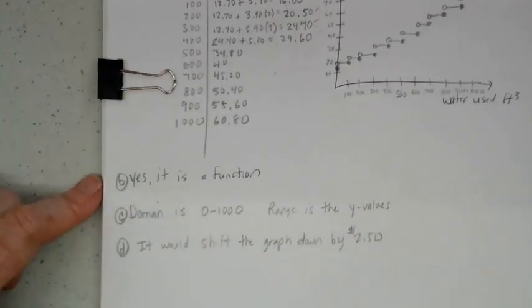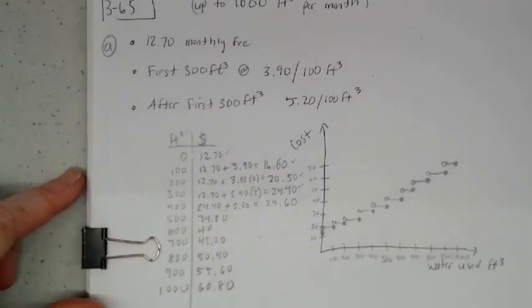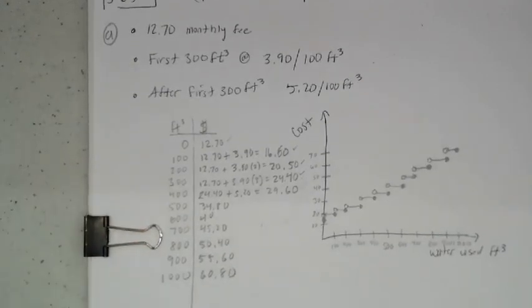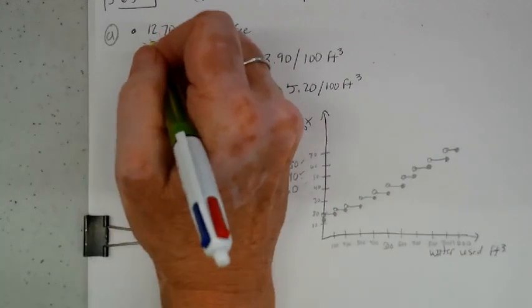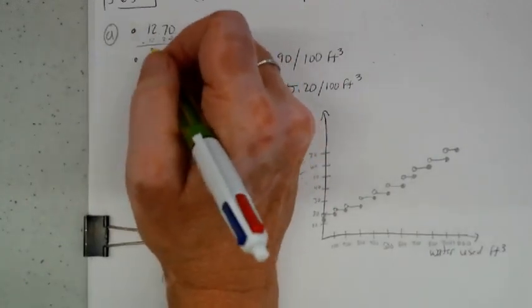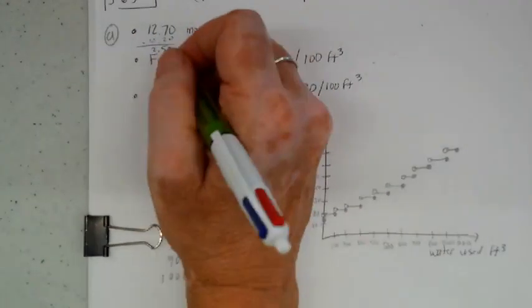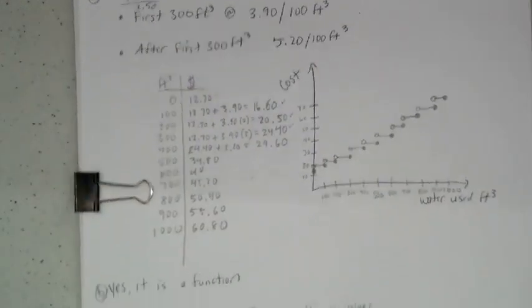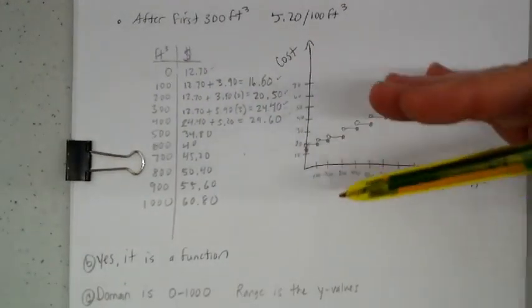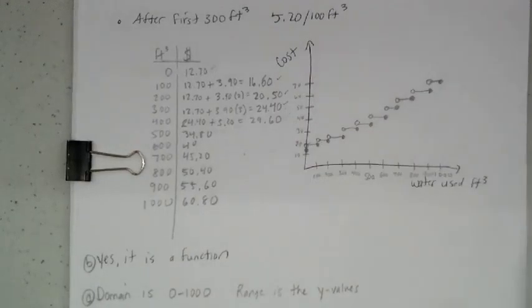That's the range. And then what if we lowered the monthly rate? I think they wanted to lower it to $10.20. Well, that's a difference of $2.50, so it would shift everything down. It would look just the same but shifted down by $2.50. And that's it.